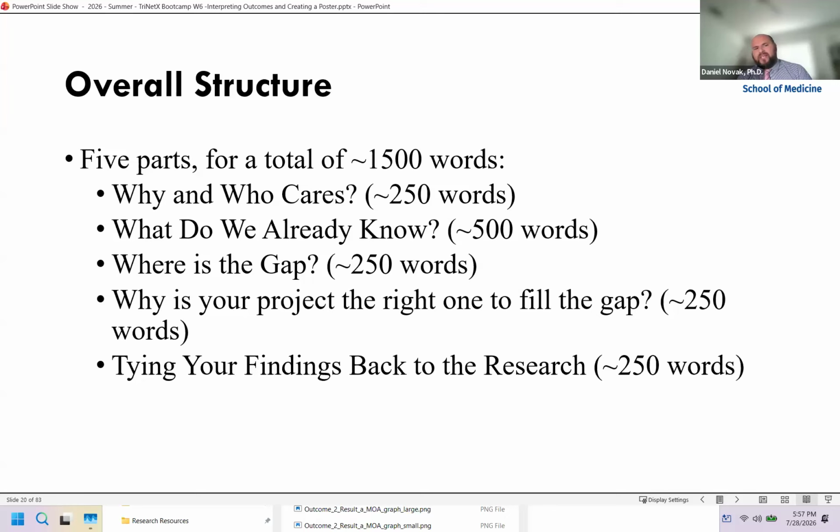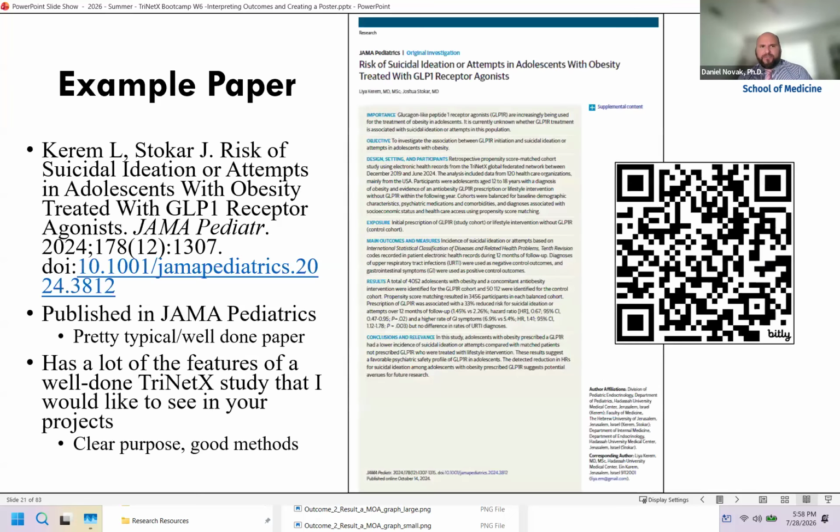There's also a fifth part that I'm going to remind folks about, which actually comes towards the end of your paper and your discussion, where you're going to loop back around and remind people and tie your research findings back to the big body of literature out there that you're trying to connect to. Let me take you through an example of a paper that does this pretty well.